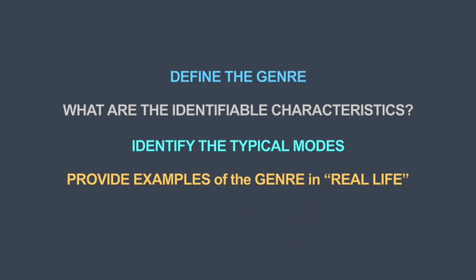Second, I will ask you to begin to think about your own learning and identify 3 different genres and or subgenres that you might be able to use as a part of your final project for this class and offer an analysis of them. You will define the genre, identify the characteristics that determine that genre, identify the typical modes used in the genre, and provide examples of the genre in real life.